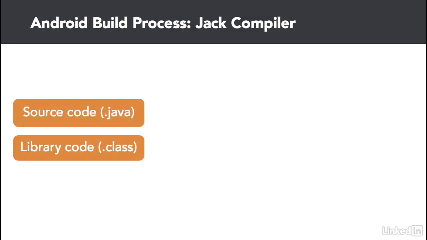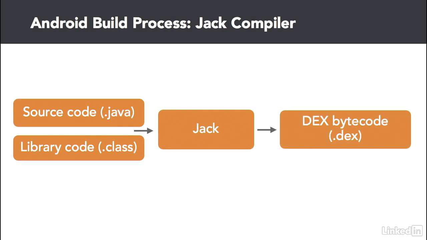You once again start off with your Java files, either source code files or pre-compiled class files. These are processed through the Jack compiler, which goes directly to the DEX bytecode. The Jack compiler does all of the tasks that javac and ProGuard were used for in the legacy process. It does the compilation and optionally can minimize and obfuscate the code. When you use the Jack compiler, you'll see that your compilation process is a little bit faster, and you'll be able to use a lot more Java syntax than before.